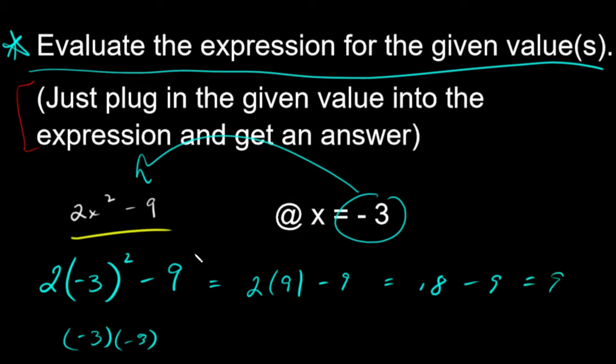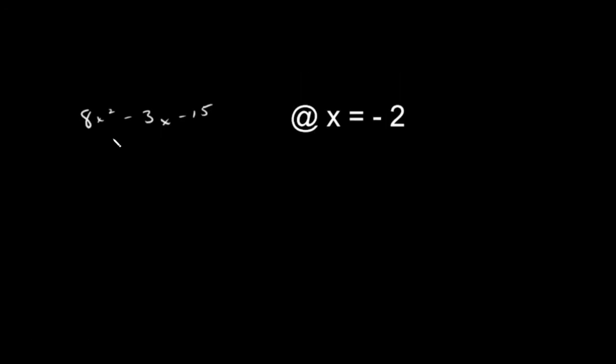All right, congratulations. That's all you do for those. You just plug whatever value they say into your problem. You guys try this one: 8x squared minus 3x minus 15 evaluated at x equals negative 2. So pause the video and you do it. Great job. You probably got the right answer. I'm super proud of you.